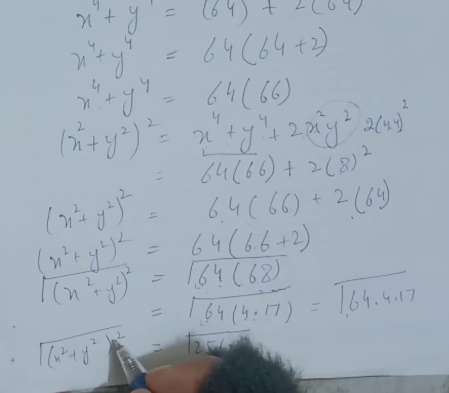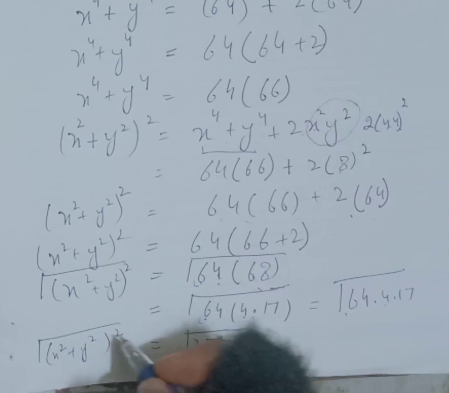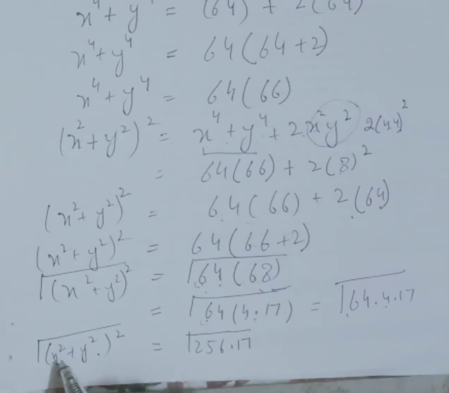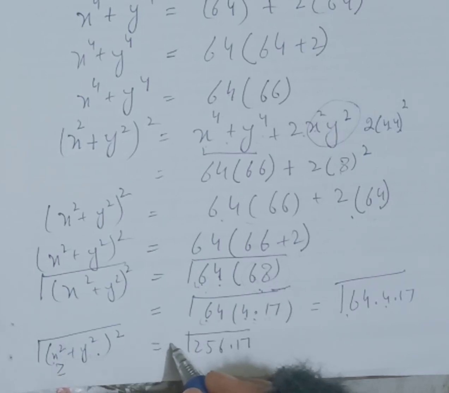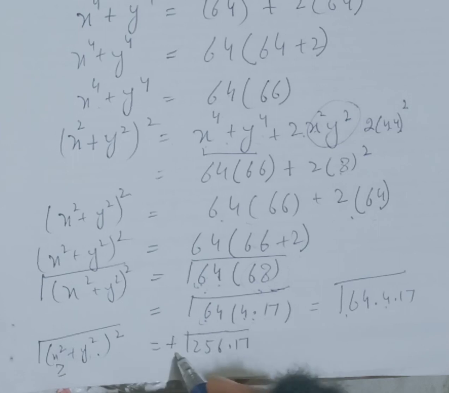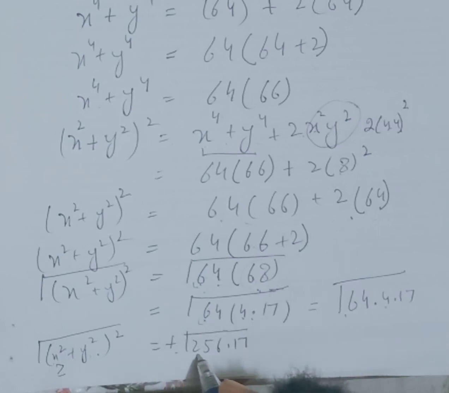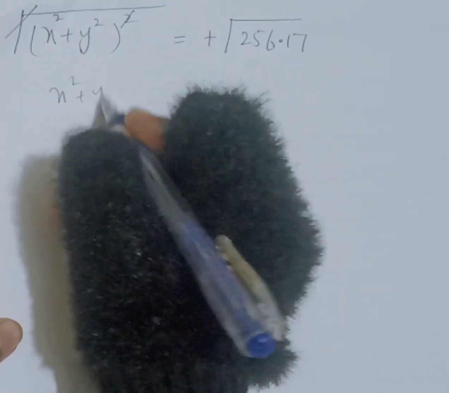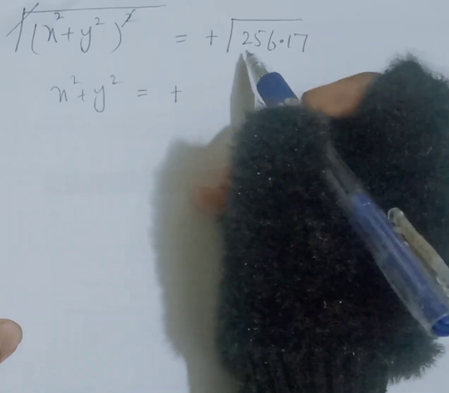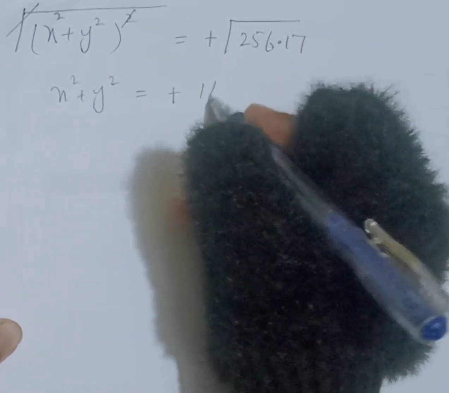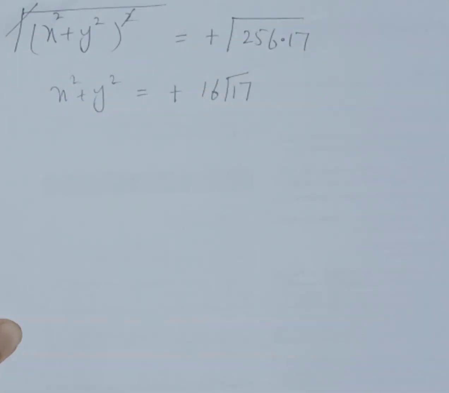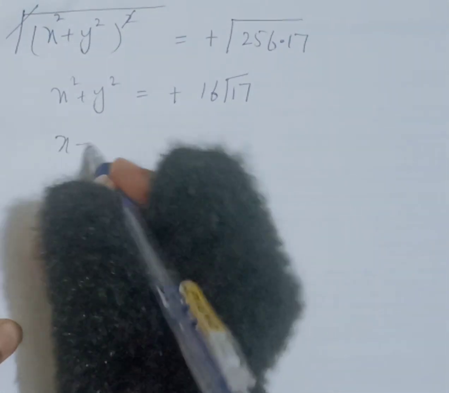And now look at the left hand side. In the left hand side, power is 2. Since x and y are real numbers, x square must be equal to or greater than 0. So x square plus y square must be a positive number. So we just take the positive number on the right hand side. So this square and square root cancel. We just get x square plus y square is equal to plus square root of 256 is 16 multiply square root of 17. So this is the value of x square plus y square, but in our question we just find the value of x plus y.